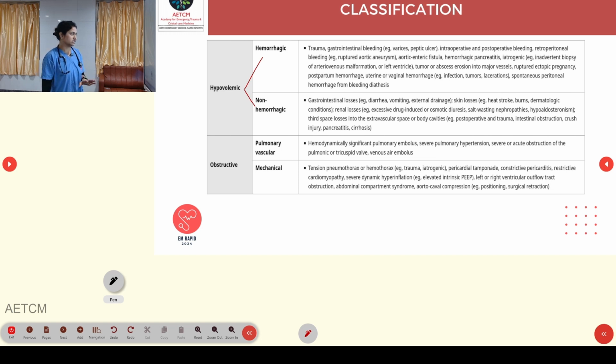Then coming to the last, obstructive. Obstructive is pulmonary vascular and mechanical. Pulmonary vascular means hemodynamically significant pulmonary embolism, severe pulmonary hypertension, severe or acute obstruction of pulmonary or tricuspid valves, and venous air embolism. Mechanical will be tension pneumothorax or hemothorax, pericardial tamponade, constrictive pericarditis, restrictive pericarditis, severe dynamic hyperinflation, left or right ventricular outflow tract obstruction, abdominal compartment syndrome and aortocaval compression.